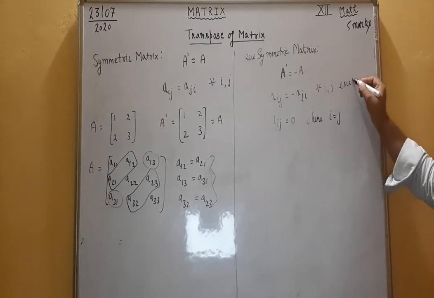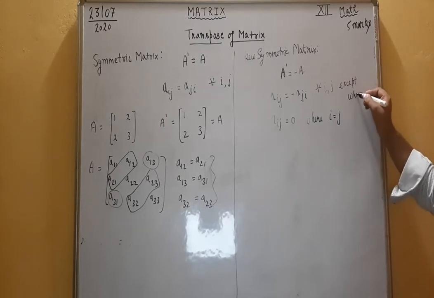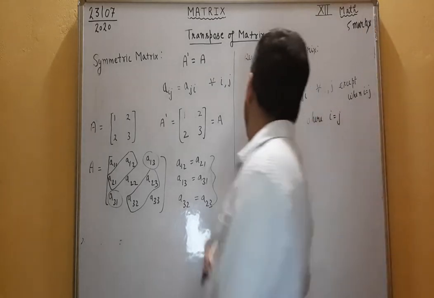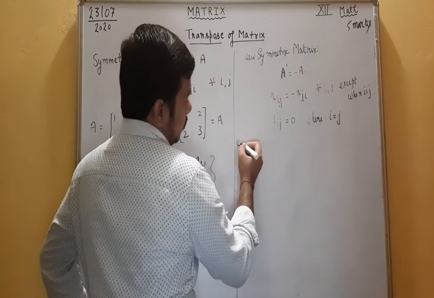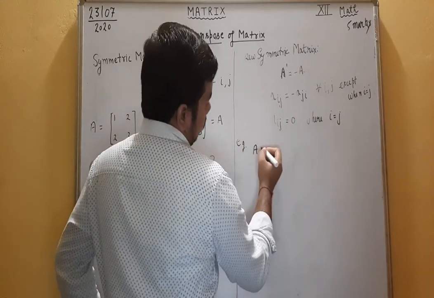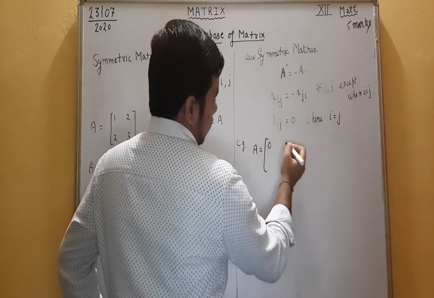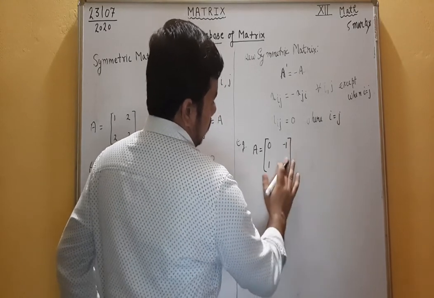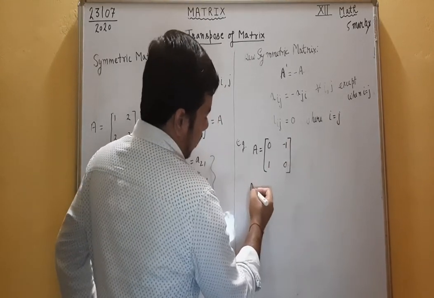except when i is equal to j. Right? So see the example of a skew symmetric matrix. A is equal to 0, minus 1, 1, 2. Sorry, 0. Now calculate A dash.